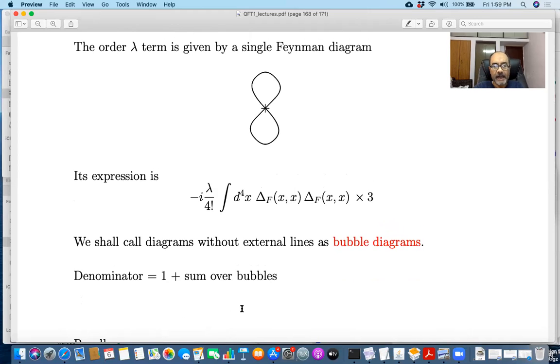You can check the counting again, right? Here 2k is 4. And if you do the counting, you will find the answer 3. For 4, there are 3 independent terms, and that 3 matches this 3. So that's the way you can check this also. Any other question?